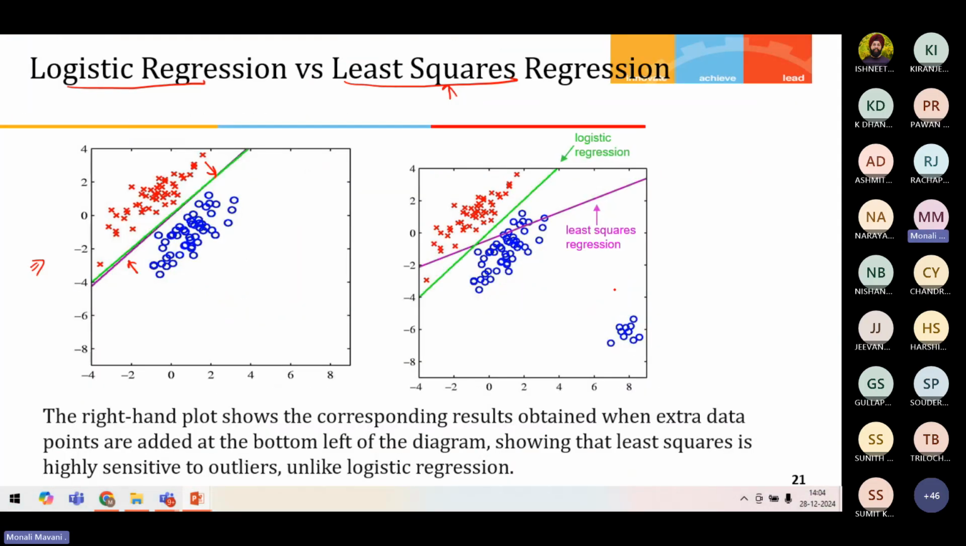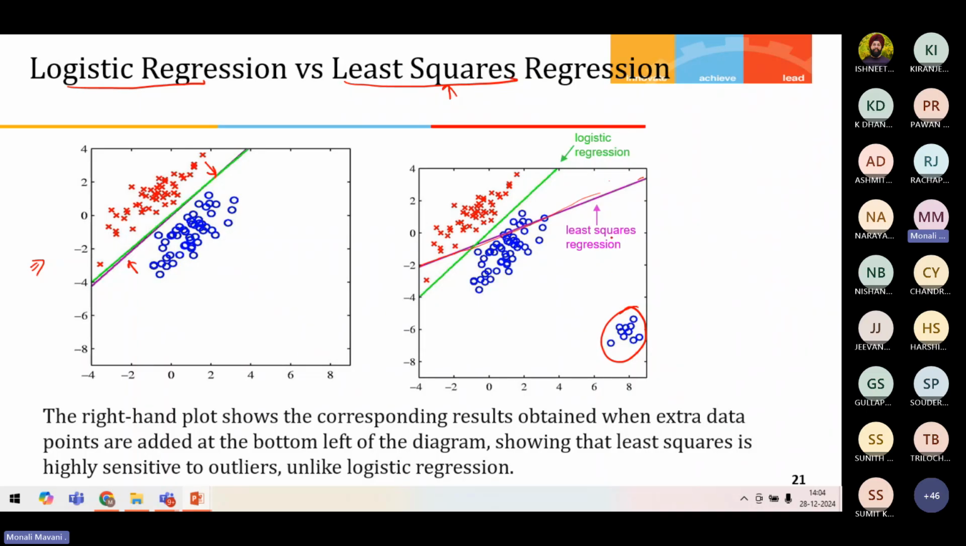Now, what happens if we add some additional data points? So you can say some blue data points have been added. And if we use a linear regression hypothesis function to classify these two classes, our decision boundary changes. And it is tilted more towards the new additional data points that we have added.